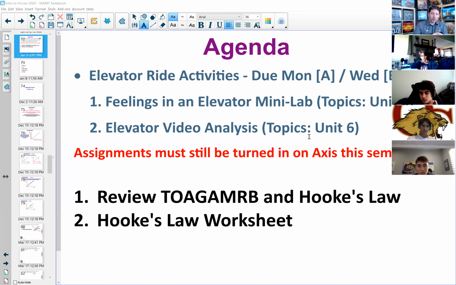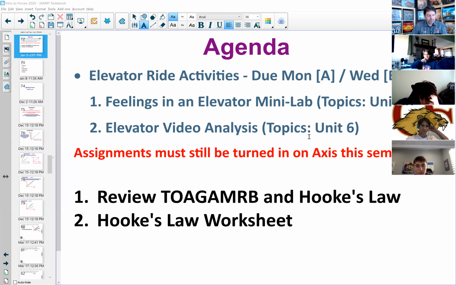So let's go ahead and review quickly. In the chat, if you remember what the TOAGAMRB acronym stands for, type in the chat what those letters mean. Anybody remember TOAGAMRB? A couple people got it. To obtain a graphical and mathematical relationship between. Good. So several of you are starting to remember it or finding it in your notes, one or the other or both.